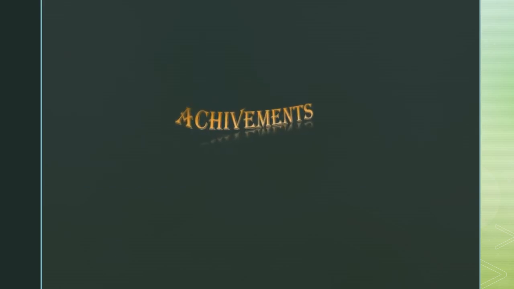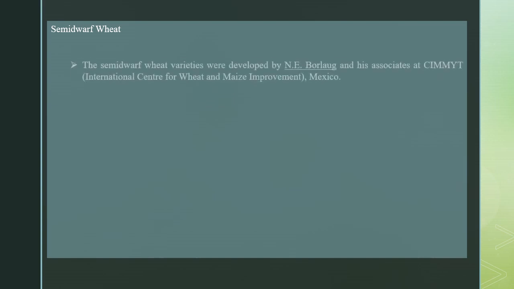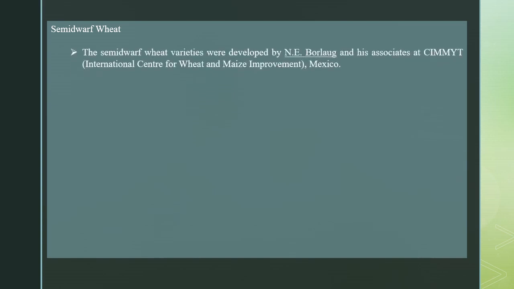After that, we will see some achievements, what we have achieved as of now through plant breeding, one by one. In case of wheat, we have seen the semi-dwarf wheat. The semi-dwarf wheat was developed by Norman Borlaug, you all know, and he developed it at CIMMYT, Mexico, that is the International Center for Wheat and Maize Improvement.